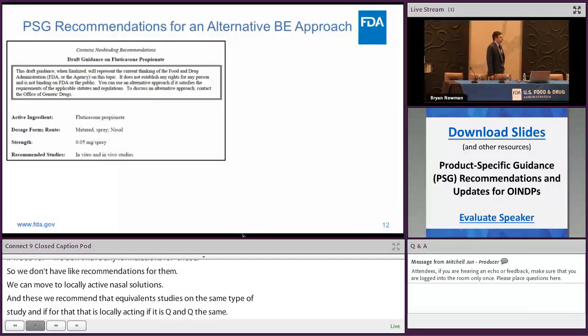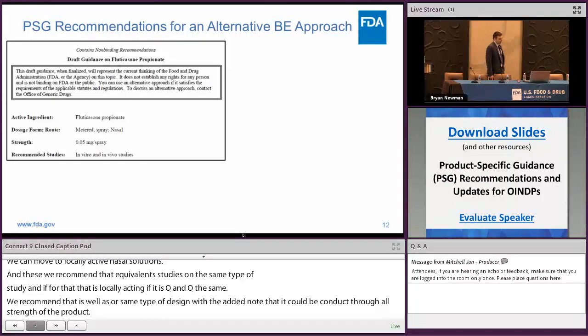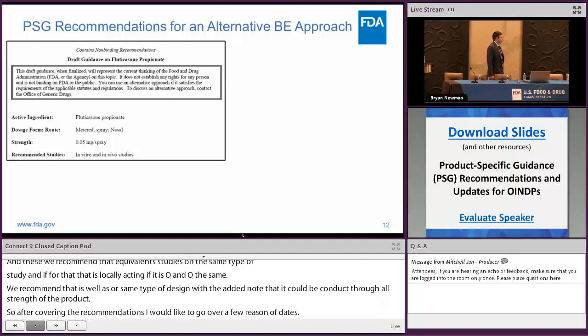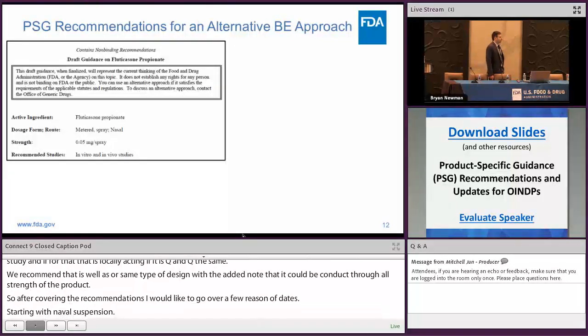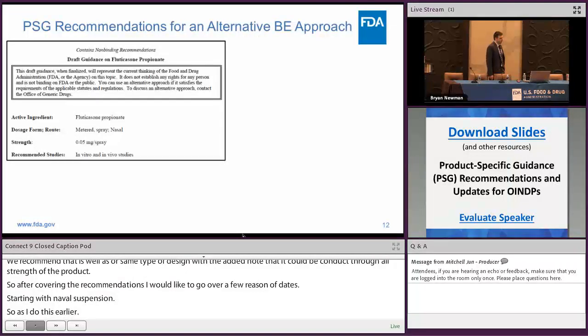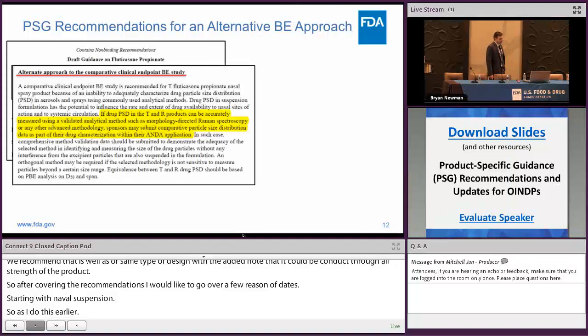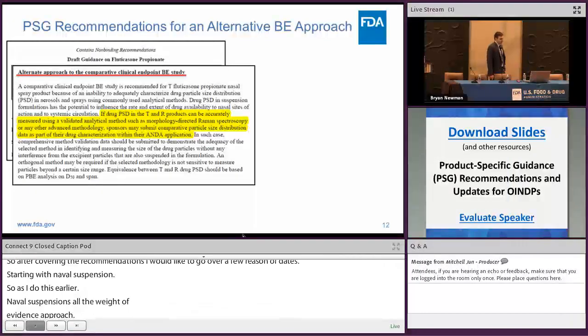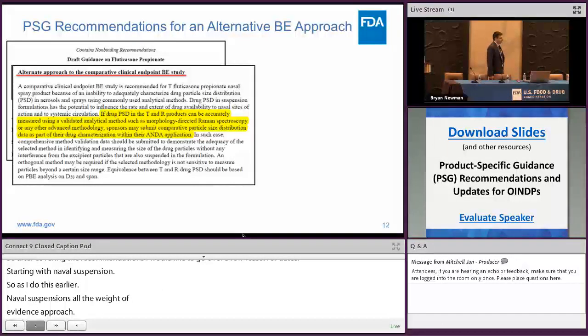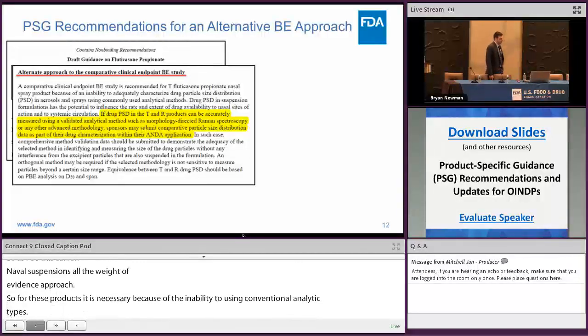So after covering the recommendations, I'd like to go over just a few recent updates and notable additions to some of our PSGs, starting with the nasal suspensions. As I detailed earlier, nasal suspensions follow the weight of evidence approach for establishing bioequivalence, and this can include a comparative clinical endpoint study. For these products, the comparative clinical endpoint study is necessary because of an inability to adequately characterize the drug particle size distribution using conventional analytical techniques. Additionally, the drug particle size distribution in suspensions has the potential to influence the rate and extent of drug availability at the site of action in the nasal cavity as well as in systemic circulation.